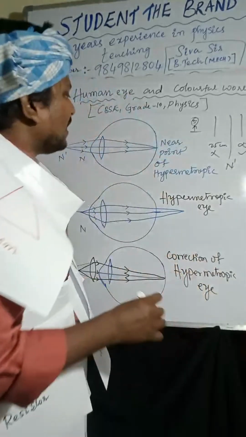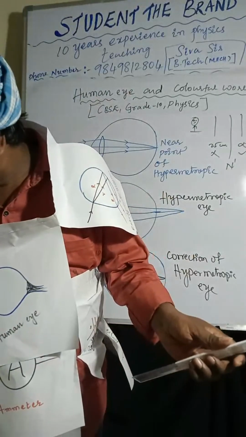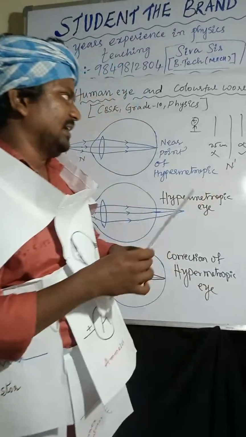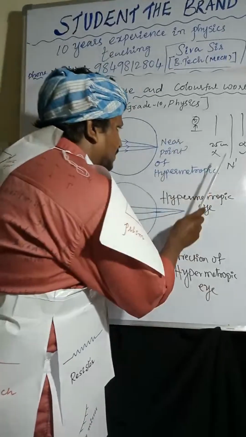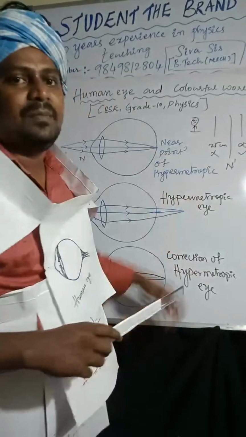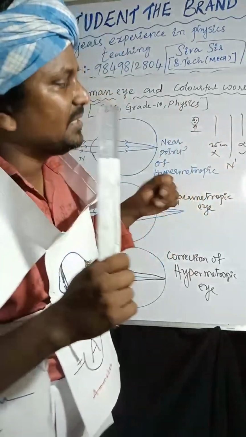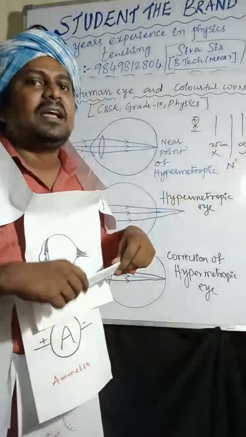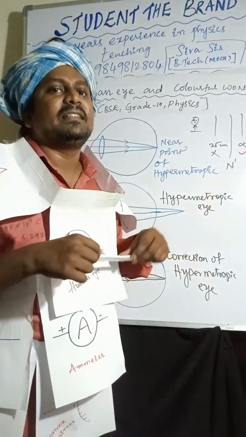So once again, the light rays are coming from infinity, you can see. Light rays are coming from N dash, other than 25, he can see. If the light rays are coming from 25 centimeter, he can't see. So between 25 to infinity you can see. So that is N dash.